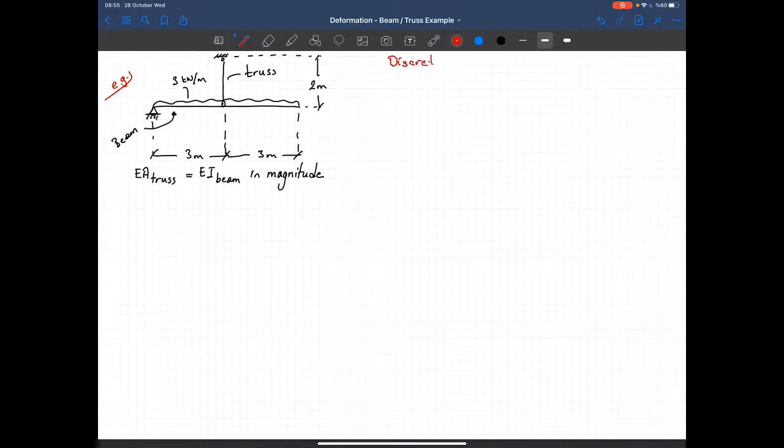Let's see how many members we have and what degrees of freedom I want to use to calculate the deformations. So I have a node at the top of the truss, another node at the intersection between the beam members. I have a beam member here and another beam member here, another node and another node. So basically I got 1, 2, 3, 4 nodes, and I got 3 members.